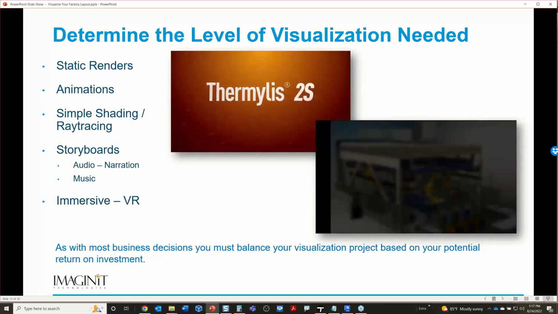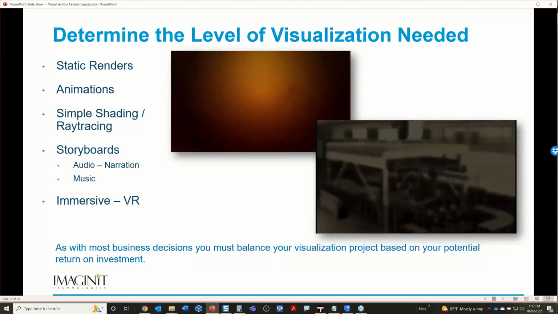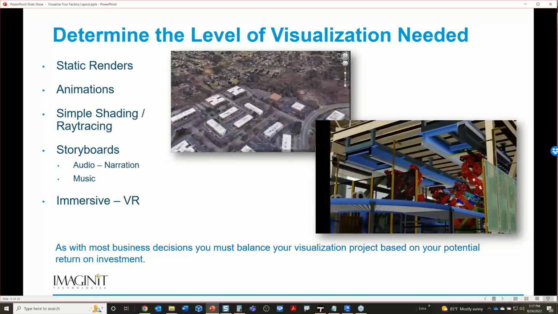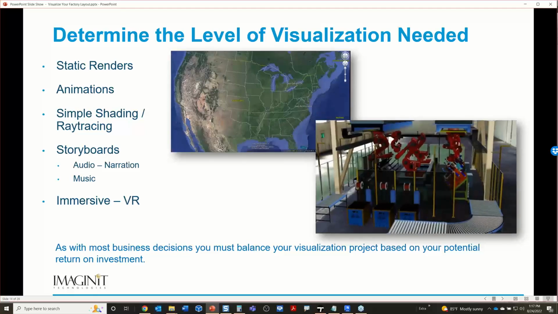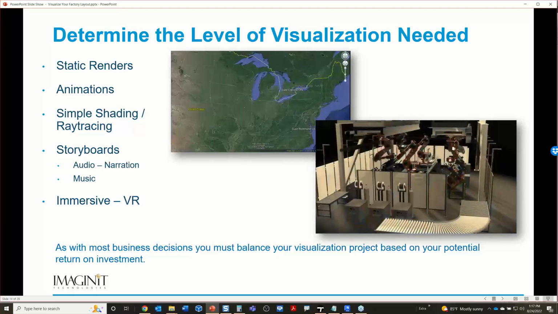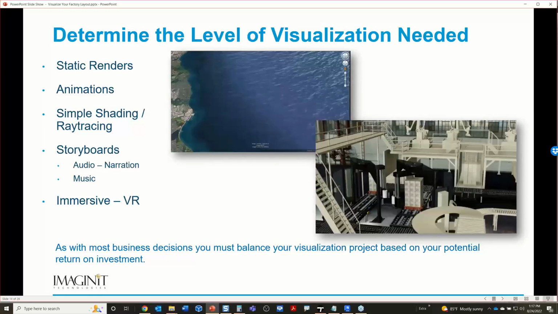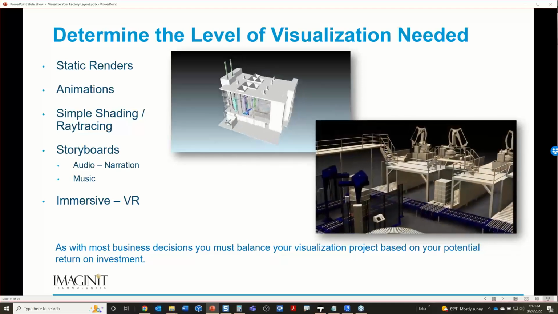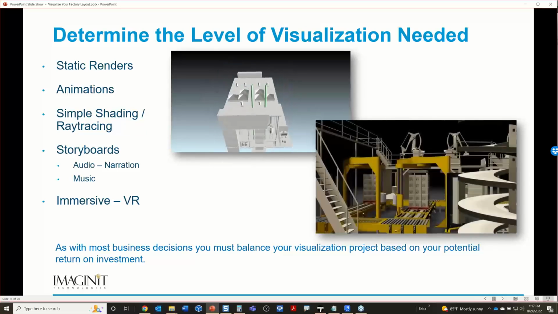All right. I mentioned before, if you've got static renders, you've got animations, you have shading options. Goodness sakes, there's a ton of shading options. Do I want simple shading, or do I want complex ray tracing? You could go all the way to storyboarding, all right? And you could consider audio narration for a project and background music. Or you could take it to that immersive level of VR.